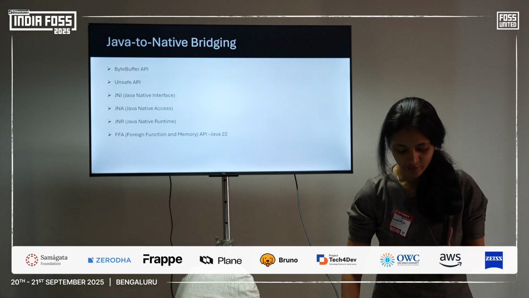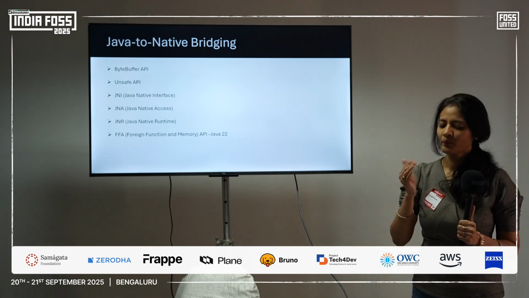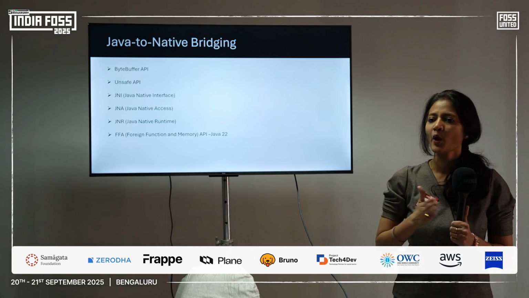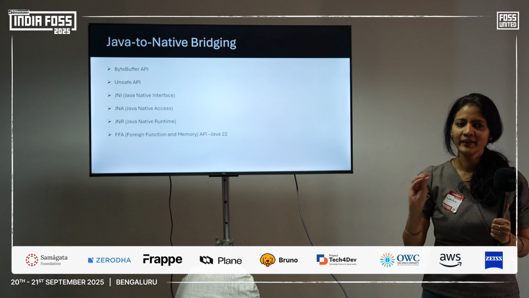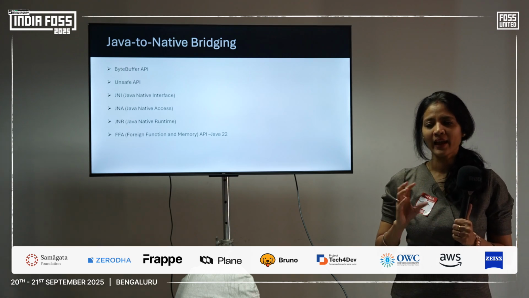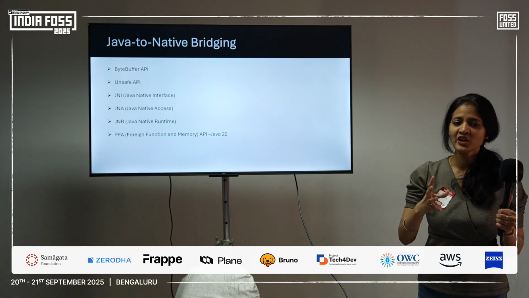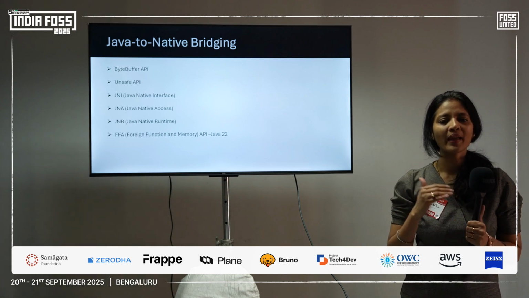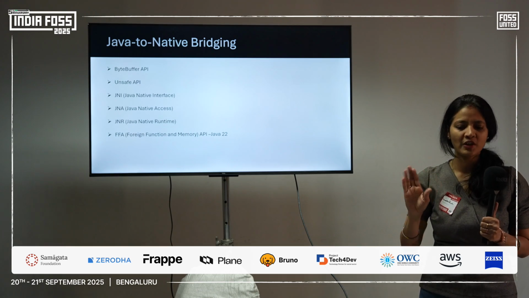Okay, and then the Unsafe API, it has a lot of capability, but the problem is it is unsafe, as already told. It can do whatever the JVM is trying to do in a safer way, but it does not do it that way, and actually it can crash your JVM.